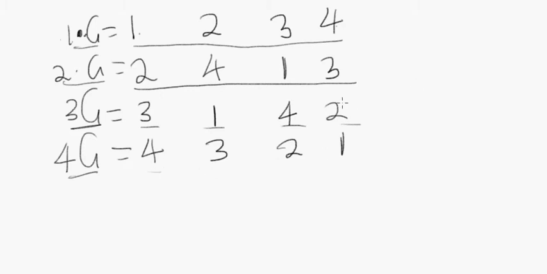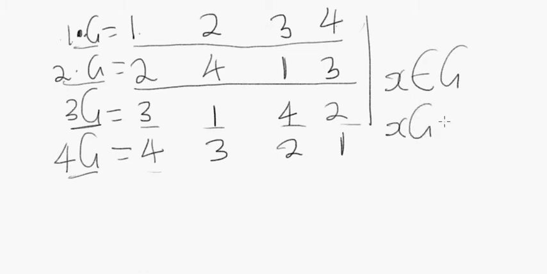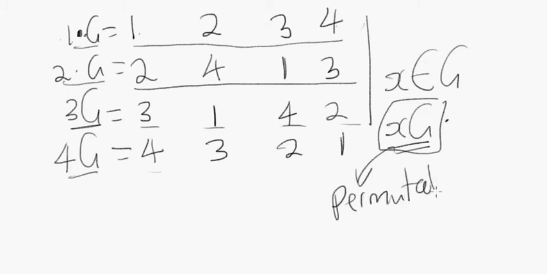So what we notice here is that if you take any element X of our group G, then XG is a permutation of that group, a permutation, otherwise known as just reordering, right? So let's write it like this: permutation of the group. That's a permutation of the group.